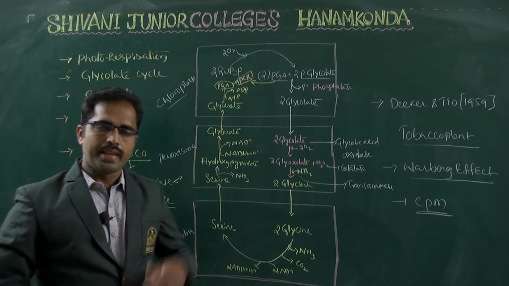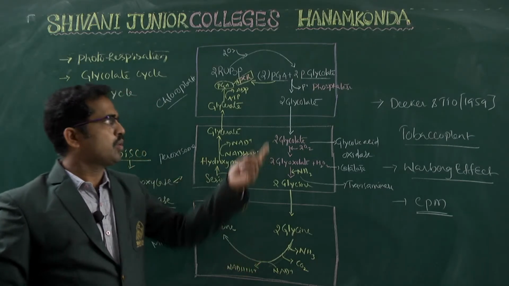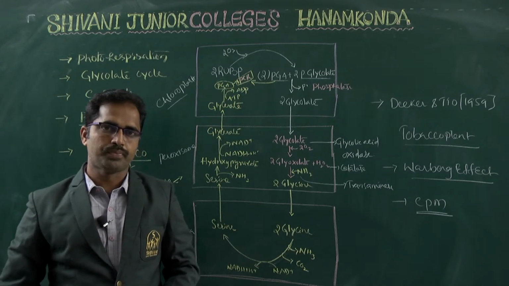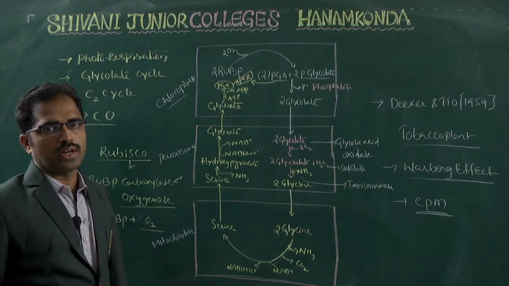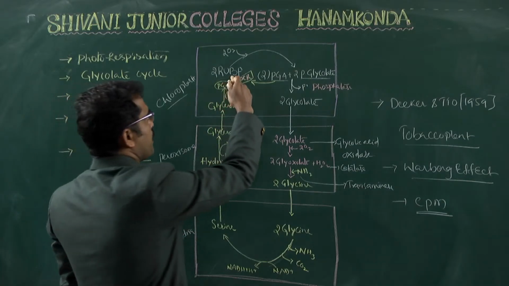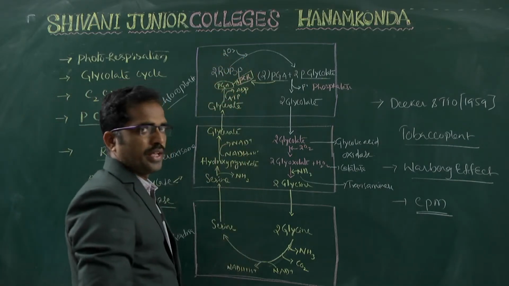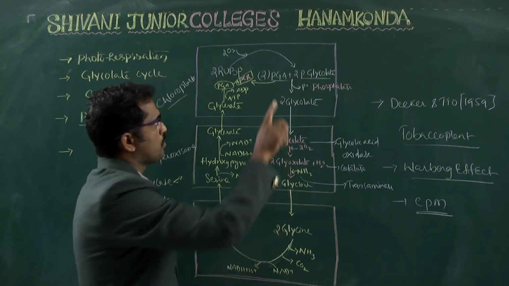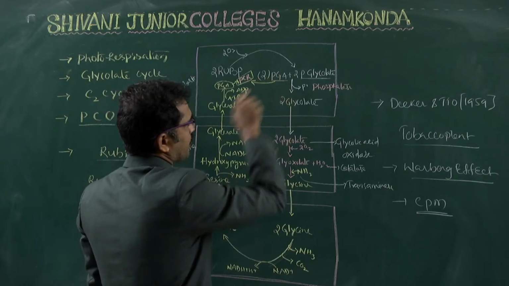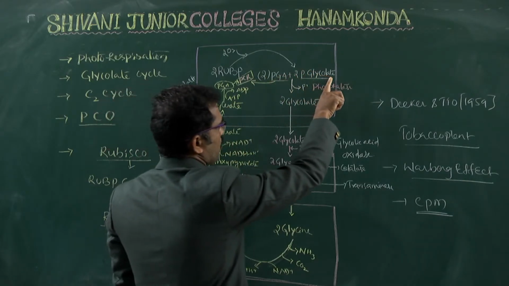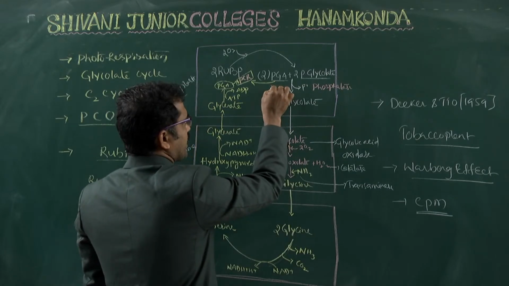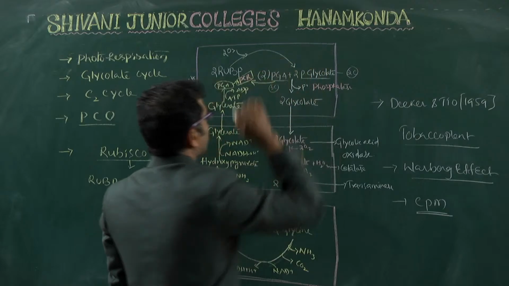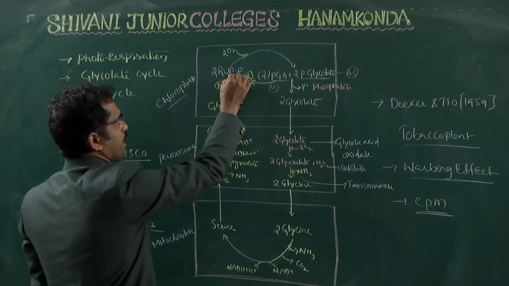Phosphoglycolate. In the C3 cycle, we get only PGA, phosphoglyceric acid, as the first stable product. But here, when RuBP binds with oxygen, there is a formation of 2 types of products: 2 molecules of phosphoglyceric acid and 2 molecules of phosphoglycolate. This is a 3 carbon compound, this is a 2 carbon compound. Okay, now you see, this is a 5 carbon compound.